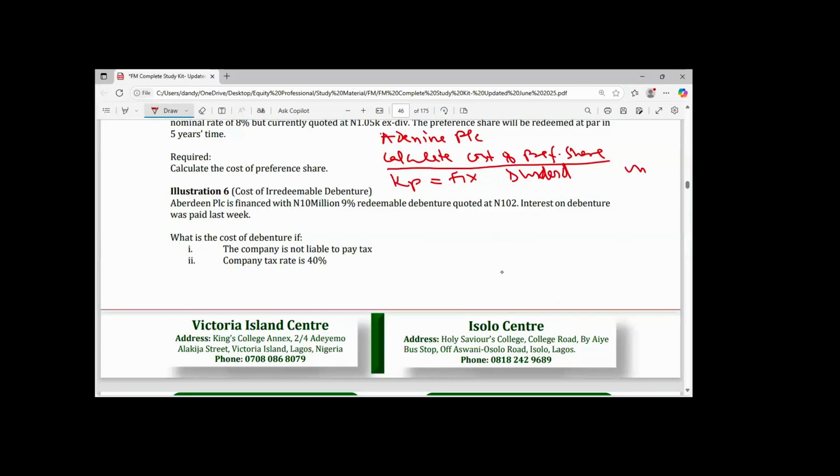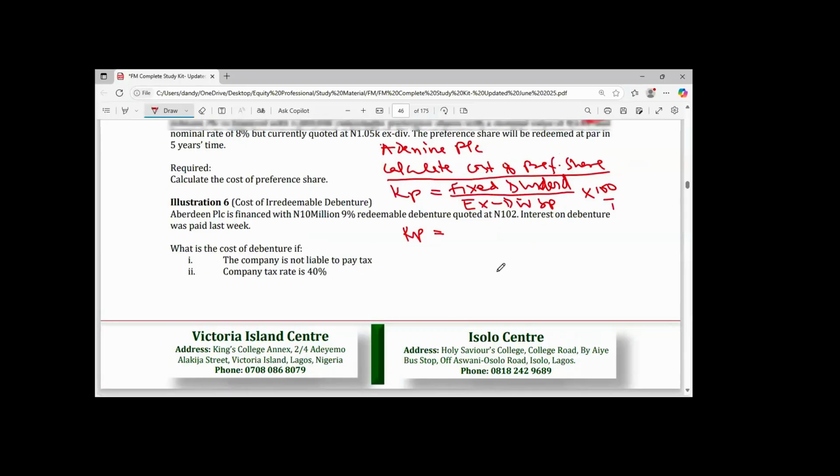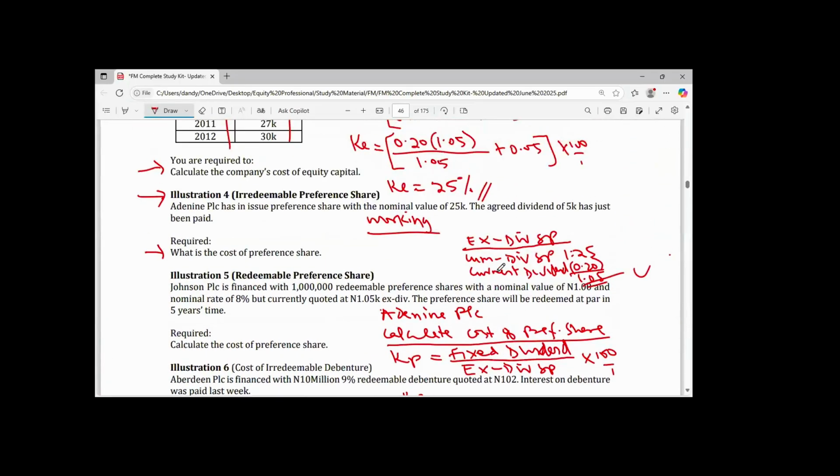You're not connecting. So fixed dividend divided by Ex-div share price multiplied by 100%. So that is the formula for calculating cost of irredeemable preference shares. So I would then say Kp equals... I will go back to the question. Adenine PLC. What's the fixed dividend?